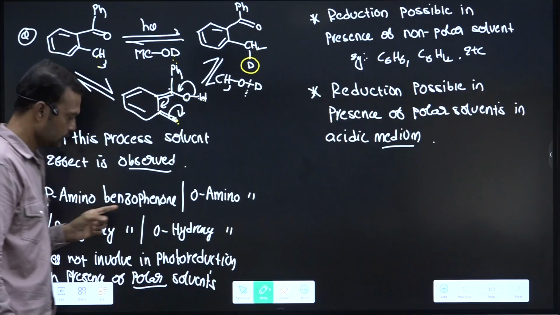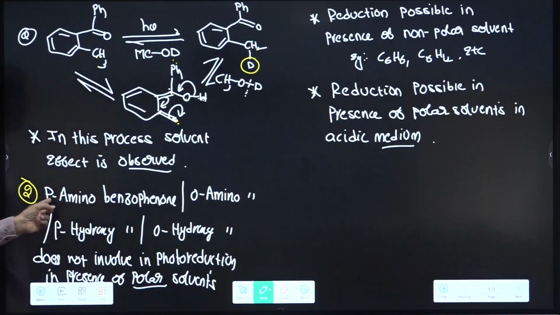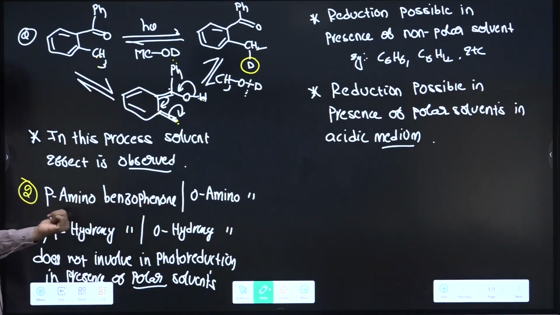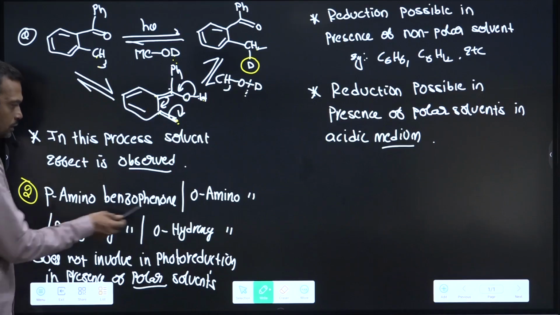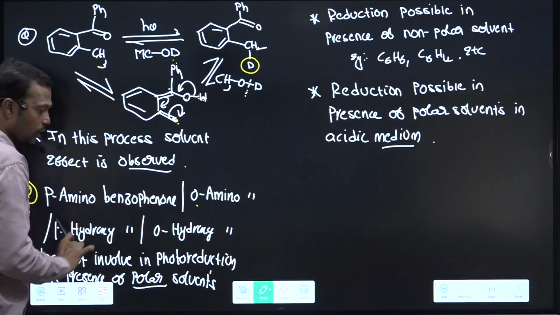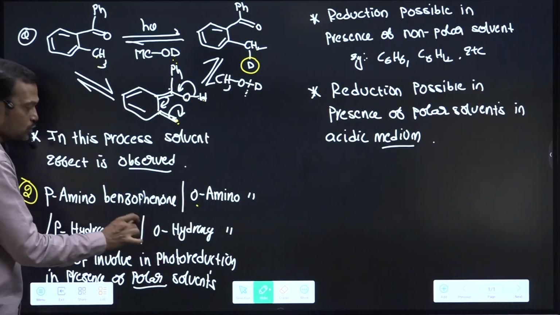Try to understand. You know the structure of this molecule? Para-amino benzophenone. Okay? Now, 4 possibilities are given. The only thing is, the amine group is present, here also amine, but here para and ortho. Here also para and ortho, hydroxy, hydroxy. Benzophenone is common.